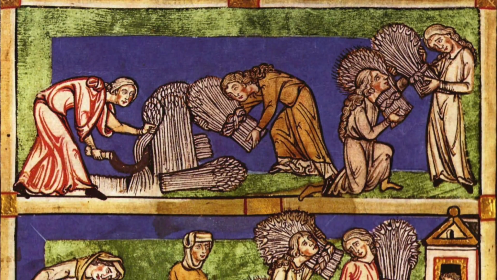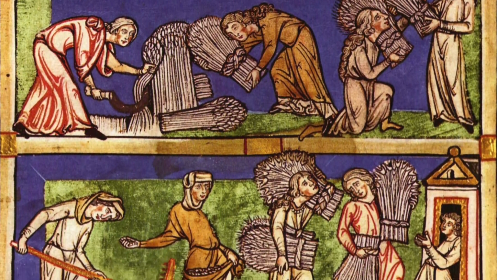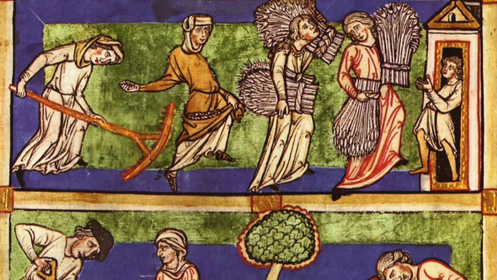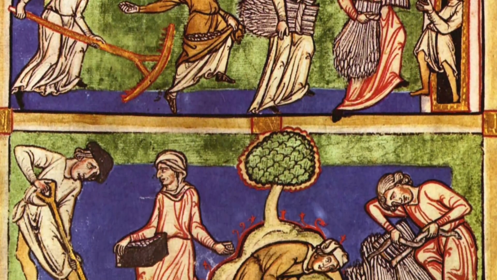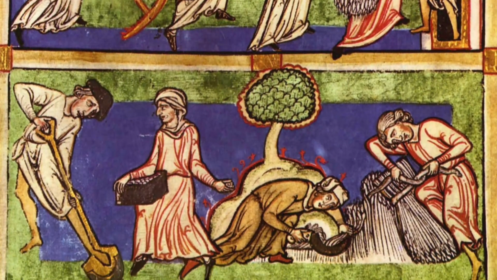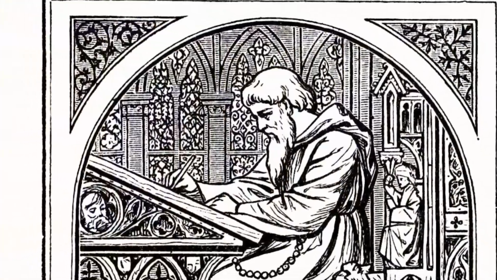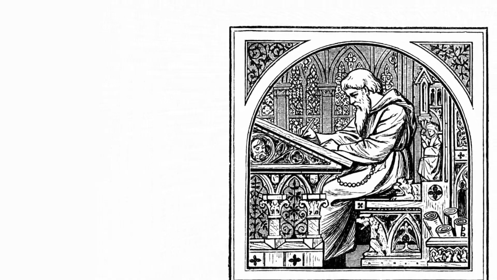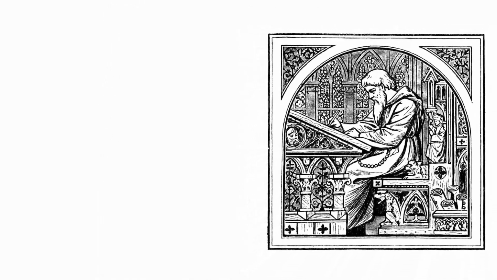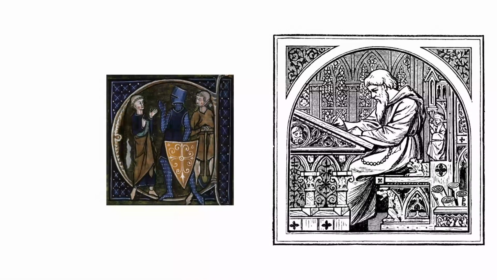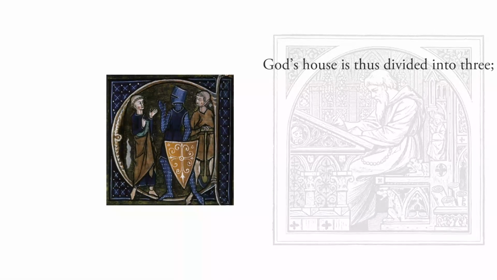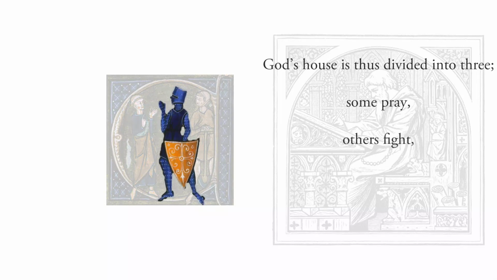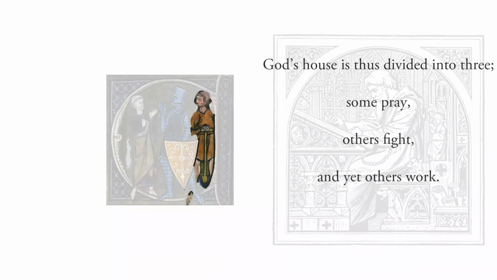And the peasants? Where are the men and women who tilled the fields and thus made the pomp and splendor of the aristocracy possible? We do not see them on coins, but they existed, and those on top did actually think about their place in the world. In France, the idea of three estates came about, or, as the Bishop Adalbero of Laon put it, God's house is thus divided into three. Some pray, others fight, and yet others work.